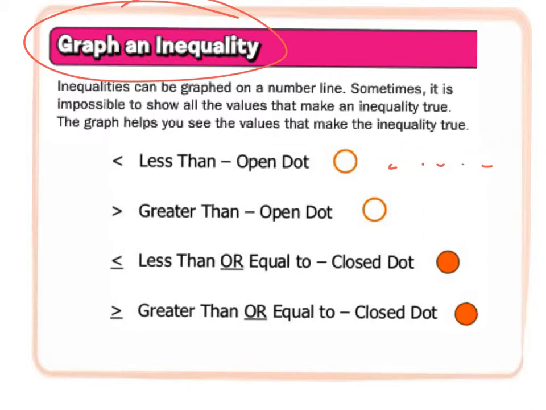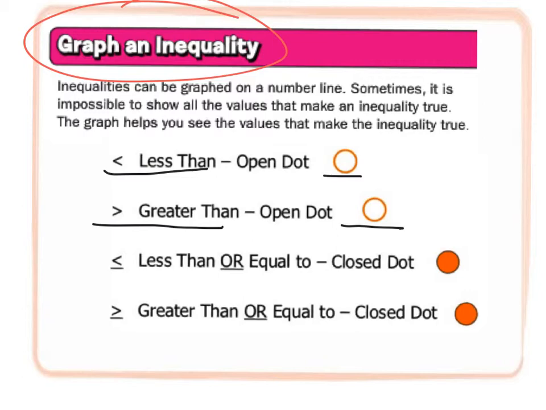I'm going to erase that. This next part is super important. What you need to do in your notebooks is have this written down, okay? You need to write that when it's the less than sign, you have an open dot. When you have a greater than sign, it's an open dot, okay?